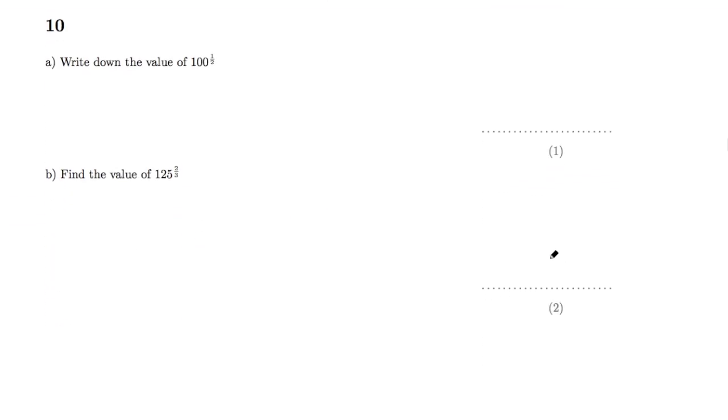Okay, question 10 says, write down the value of 100 to the power of 0.5, and this is evaluating whether you understand what numbers to the power of a fraction mean. Hopefully you know that if something's to the power of a half, this means the same thing as the square root of. So that's asking what is the square root of 100, which is 10.